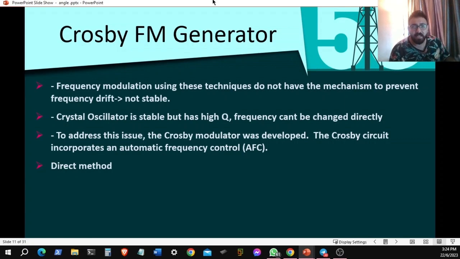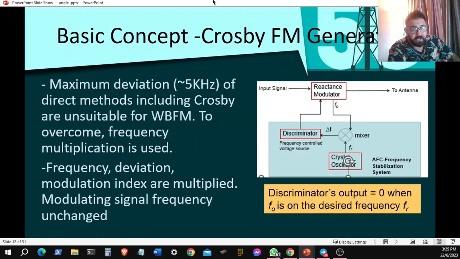The crystal oscillator is stable but has a high Q. Frequency cannot be changed directly. So, as a result, to address this issue, the cross-buy modulator was developed. The cross-buy circuit incorporates an automatic frequency control, and it is represented by the direct method. The basic concept: maximum deviation of 5 kHz. Direct methods, including cross-buy, are unstable for WBFM.